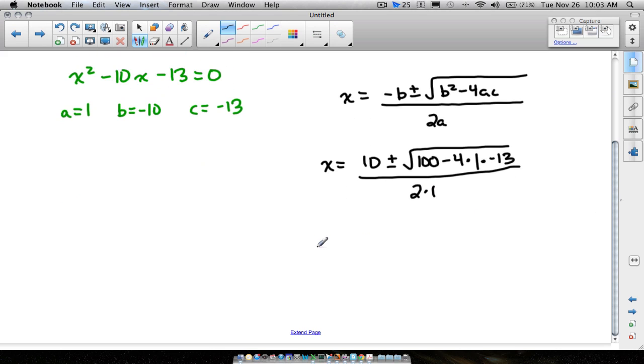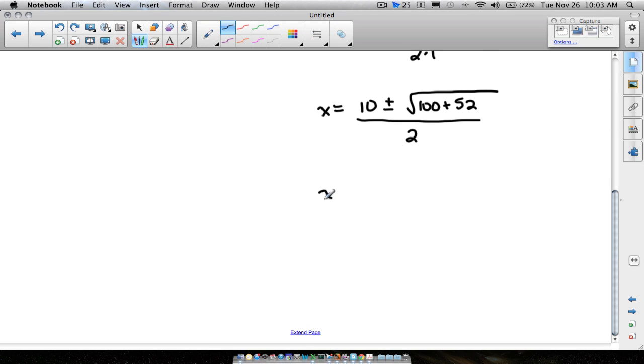Cleaning this up, what we have is x is equal to 10 plus or minus the square root. Now, be careful here. This becomes 100 plus, and then we take 4 times 13. 4 times 13, that's going to be 52. And this is all over 2. Now, I did mention in class, some of you might just go ahead and type this in right here, and you might go ahead and get the 152 on the inside of the house, which is totally fine with me. We got x equals 10 plus or minus the square root of 152 over 2.